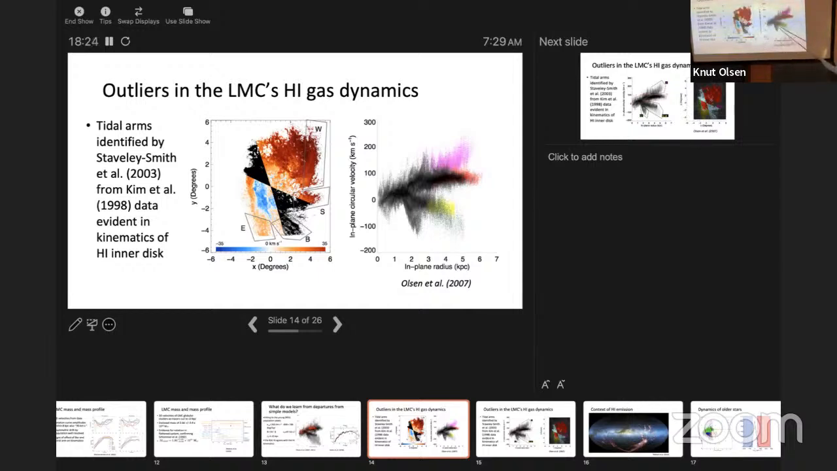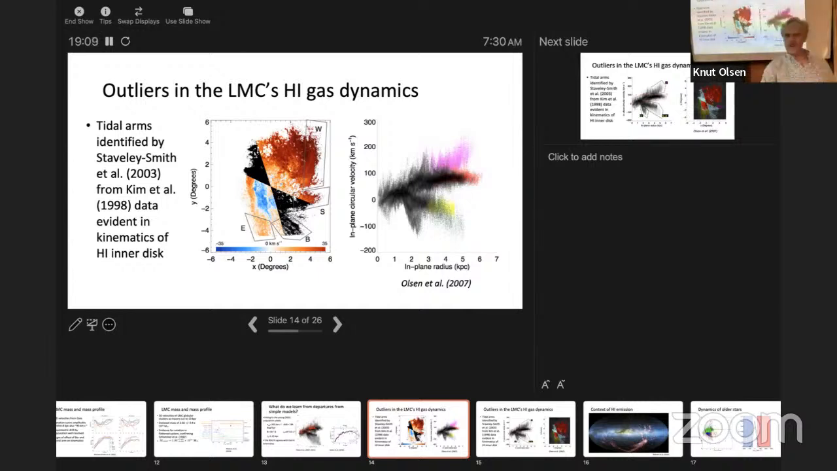and deprojecting it, you take this map and derive the implied in-plane circular velocities. I'm going to draw some boxes around arms that were identified by Lister Staveley-Smith from Kim's data as tidal arms that connect to the SMC, and they map onto these features here. So arm E is in here, arm B is in here. The W is actually an extension of this flat rotation curve, which we think is the disk of the LMC. This arm S maps to this thing over here.